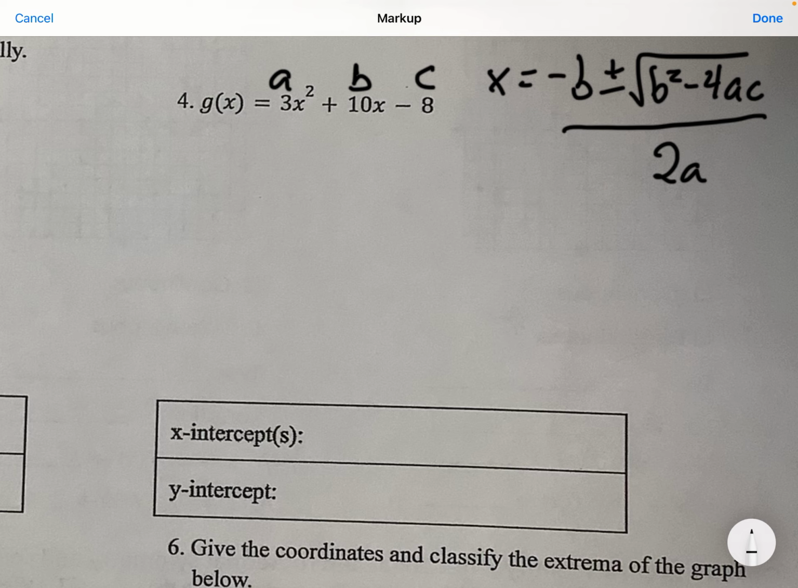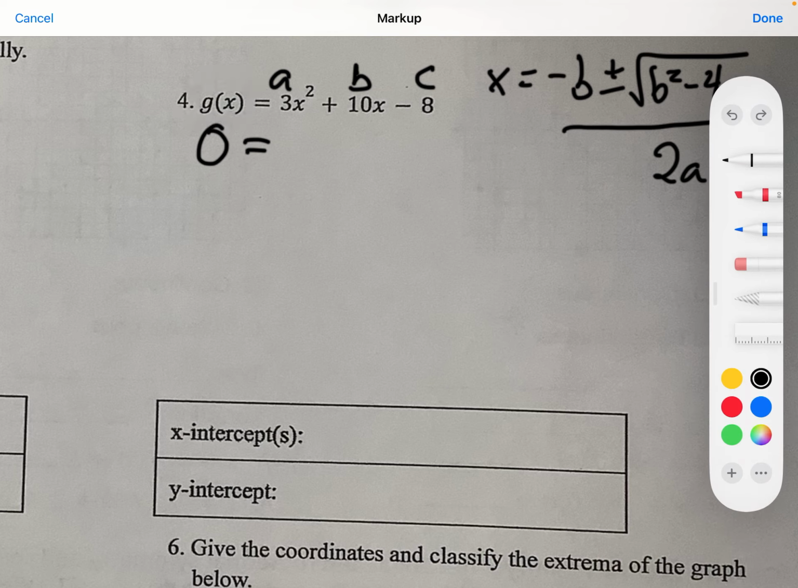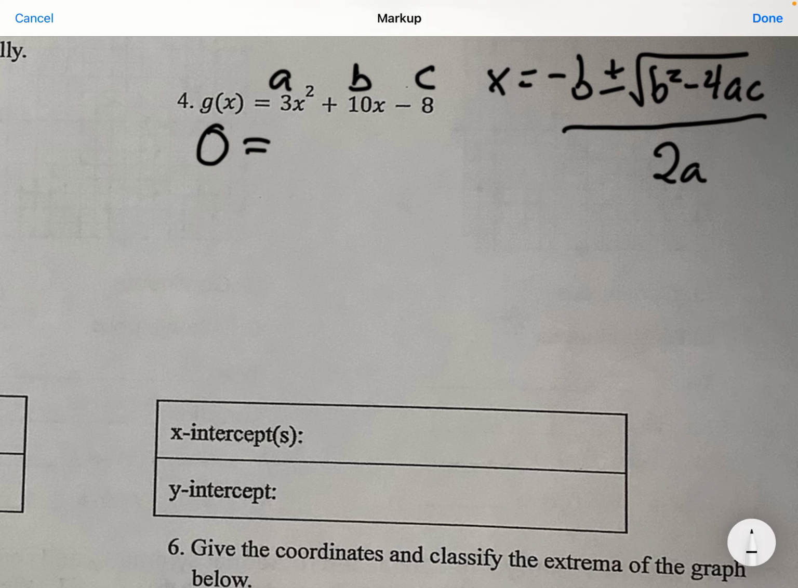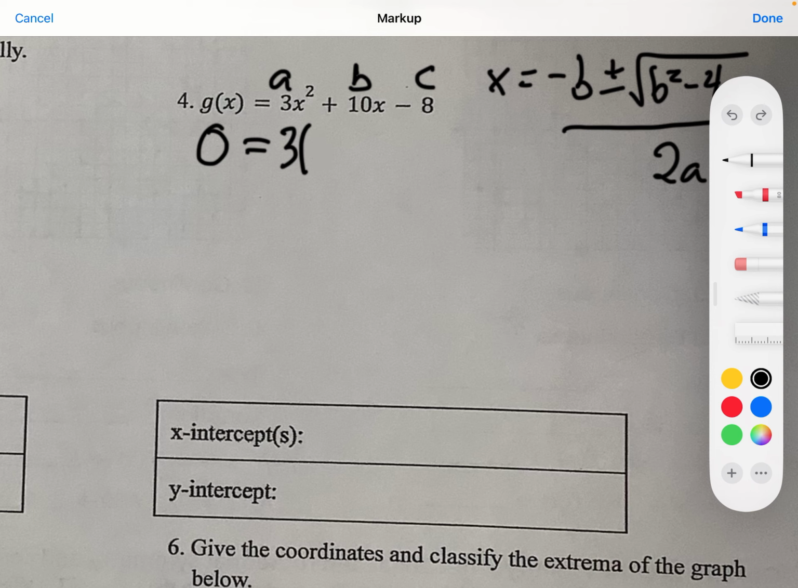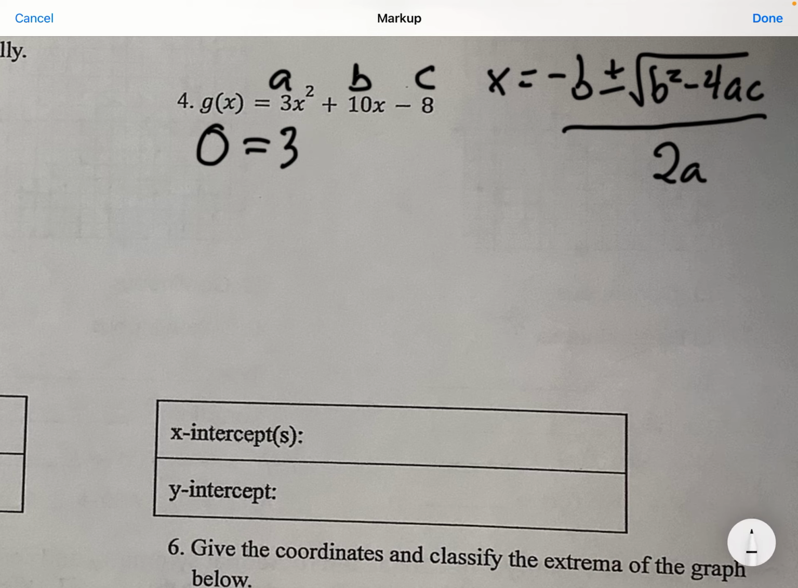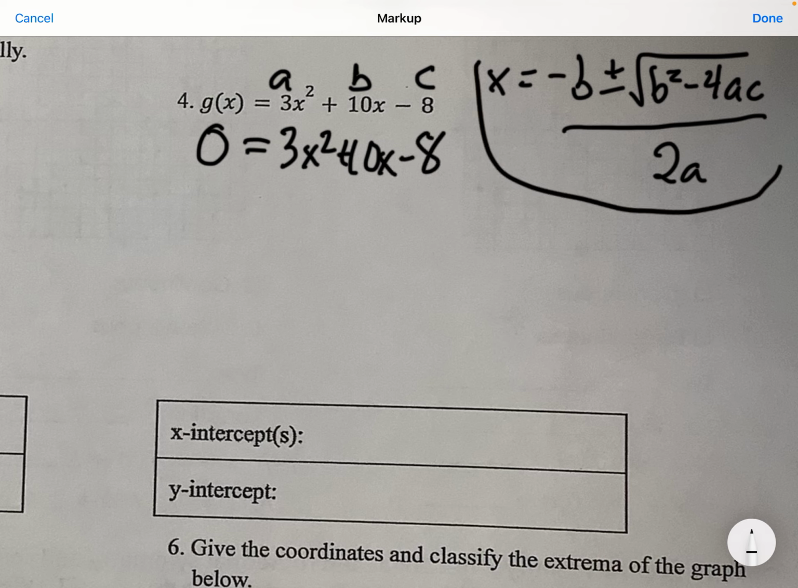So to solve when this equals 0, which is solving for, think about which intercept this is, I'm making the y value, that is g of x, equal to 0. So this is the x-intercept. So the x-intercept is 0 equals 3 times 0. Whoops, that's not right. 0 equals 3x squared plus 10x minus 8. And this is exactly the kind of equation that this is designed to solve.